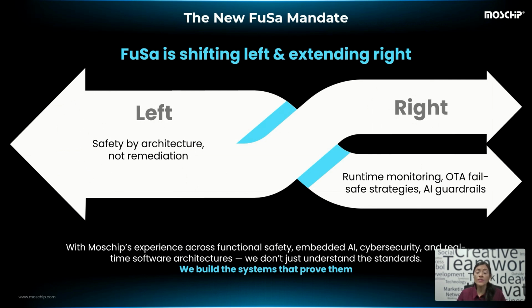And Moschip enables this transformation with end to end capability, from concept safety analysis to production ready platforms with built in diagnostics. We have proven experience in safety architecture, software validation, and embedded design. We have experience in integration of runtime monitoring, OTA safety strategies, and AI safety checks. So, with experience across functional safety, embedded AI, cybersecurity, and real time software architectures, we don't just understand the standards, we build the systems that prove them.